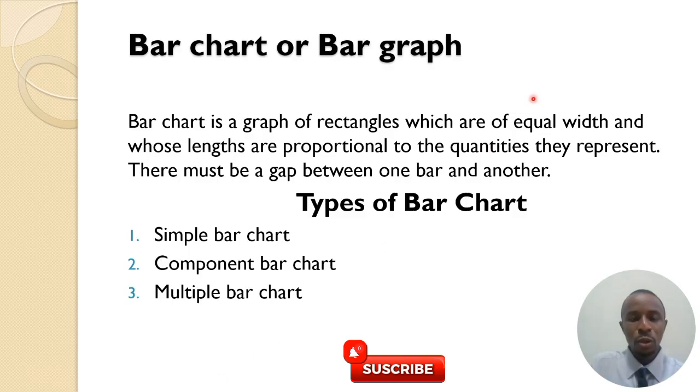Another important tool we can use in economic analysis is a bar chart. And when we say a bar chart, you can also refer to it as a bar graph. It's a graph of rectangles of equal width and whose lengths are proportional to the quantities represented. We have 3 major types of bar charts. We have the simple bar chart, the component bar chart, and we have the multiple bar chart. Let's start with the simple bar chart.